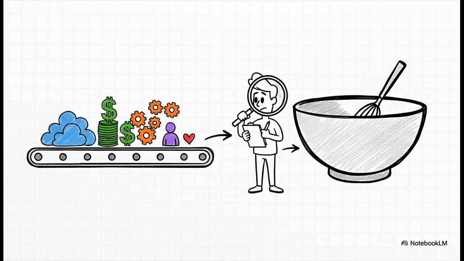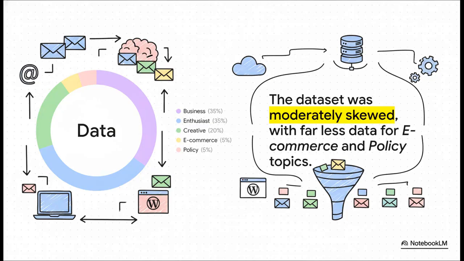He had to know if his data was lopsided, because an AI model will only ever be as good as the data you feed it. And yep, the results from that analysis are crystal clear right here. You can see he had tons of data for topics like business and enthusiast, but almost nothing for e-commerce and policy. An imbalance like this, that is a huge red flag in the machine learning world.